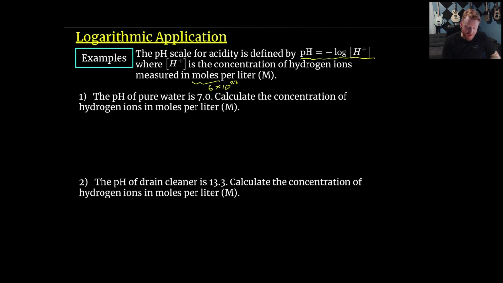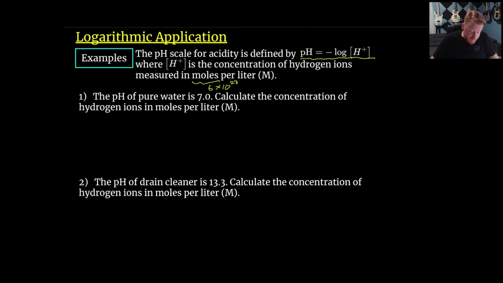So this is just a big unit of measure. It's saying that there are essentially 6 times 10 to the 23rd, which is just 6 with a bunch of zeros at the end of it, of these hydrogen ions per liter of whatever substance we have.